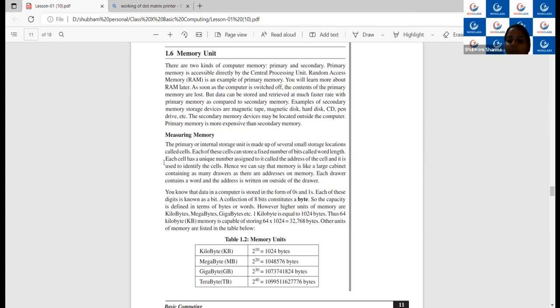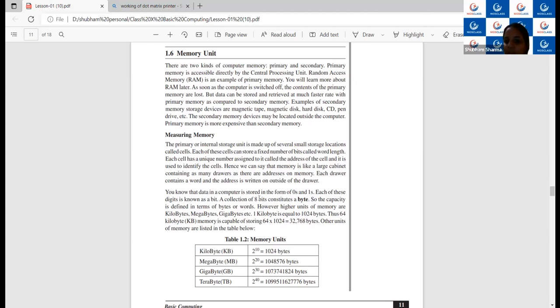Now, each cell has a unique number. Every cell, every storage location, has a unique number, which we know as the address. Like we have the address of our house. We are living in our house, so a house can be compared to a cell. And we have our house number, that is the address of the cell, and it is used to identify the cell. So how do we identify your house? By your address, right? Hence we can say that memory is like a large cabinet containing as many drawers as there are addresses in memory.